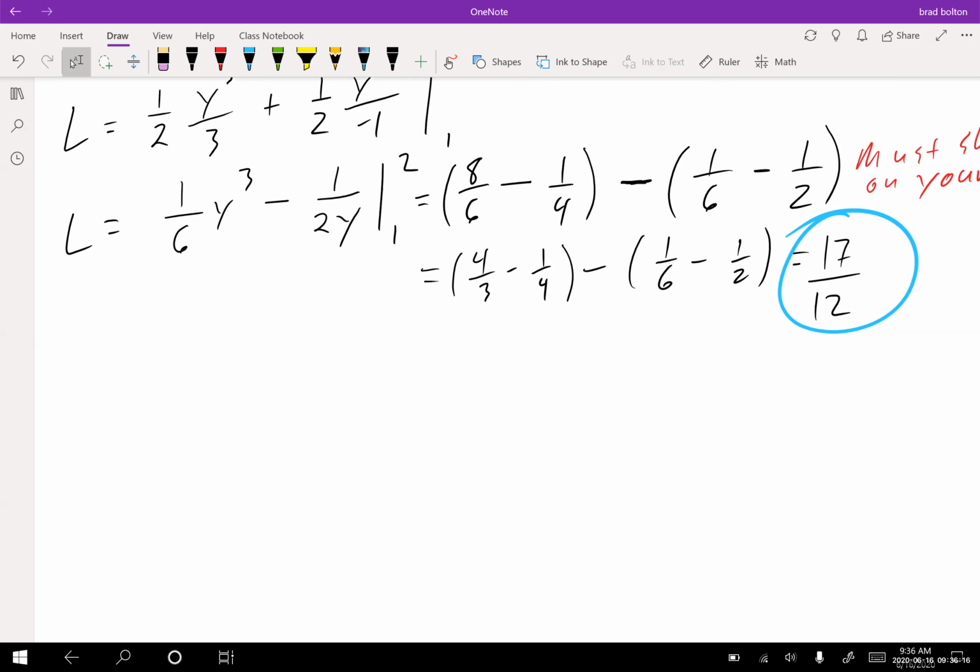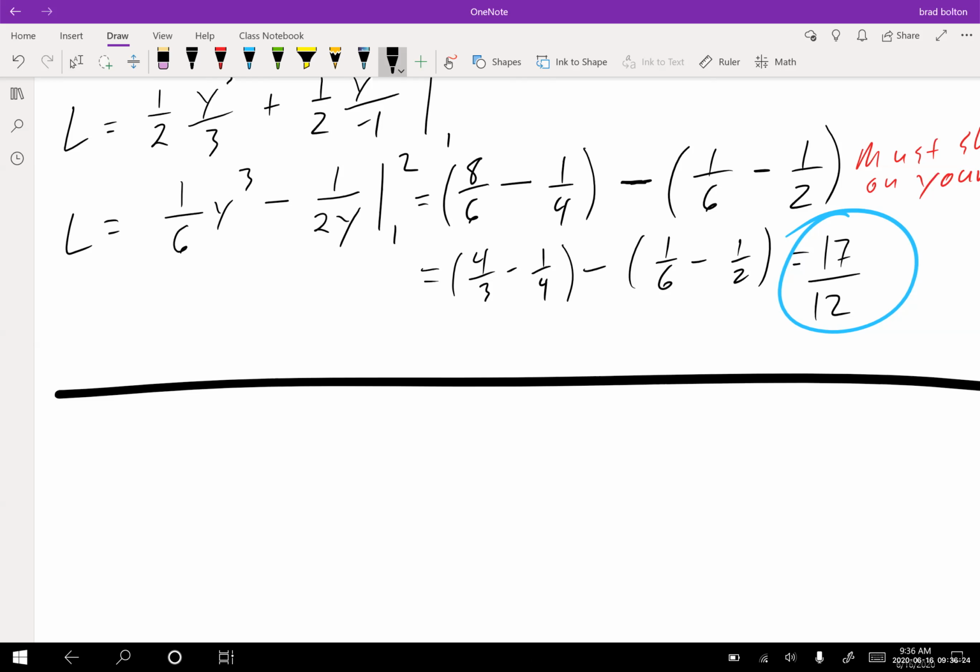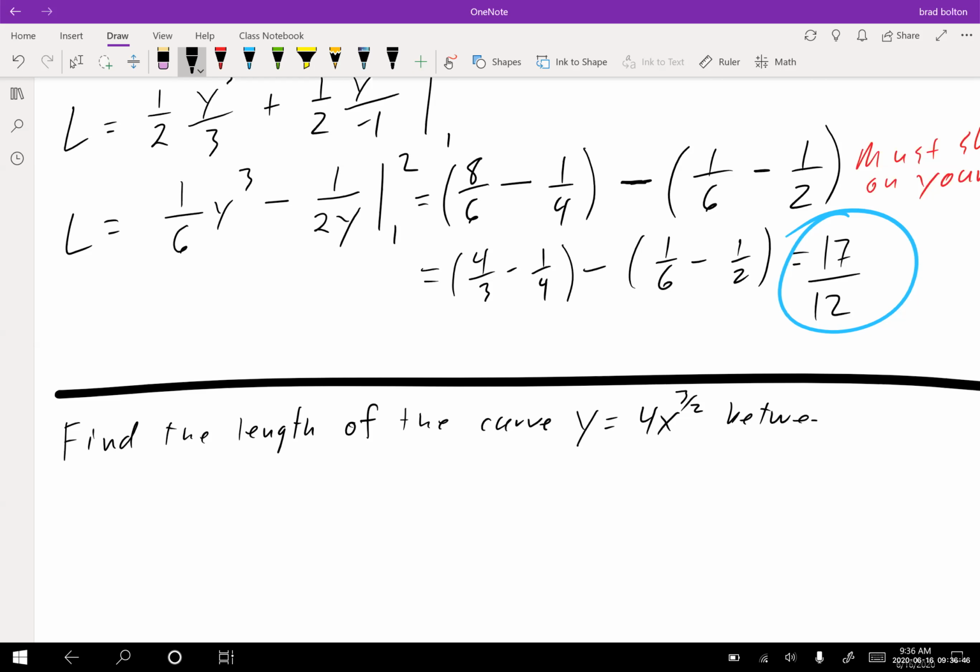let's see here. How much more time do I want to spend on this? We could do another one. So let's do another example. Okay, so find the length of the curve y equals 4x to the 3/2 power between x equals 0 and x equals 1. Let's go with 0 and 1.